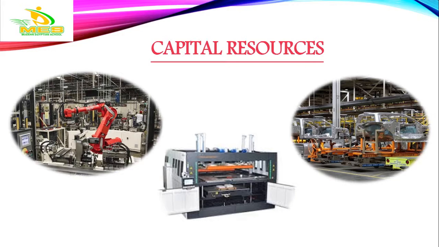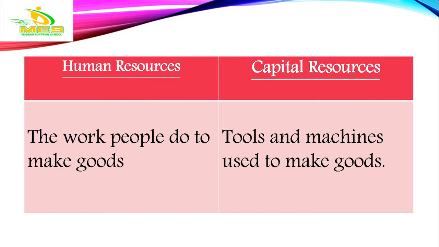What are the differences between them? Let's see. The human resources: the work people do to make goods. So this is the human resource. Human resources are the work people do to make goods. But what about the capital resources? Capital resources: tools and machines used to make goods.